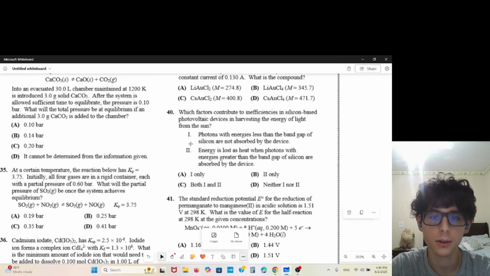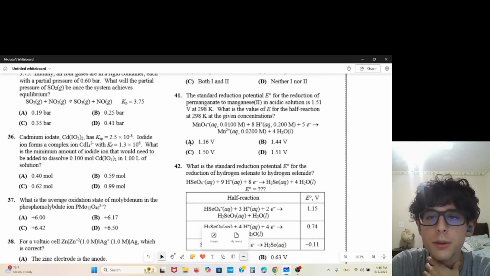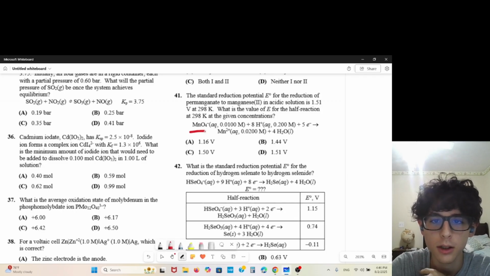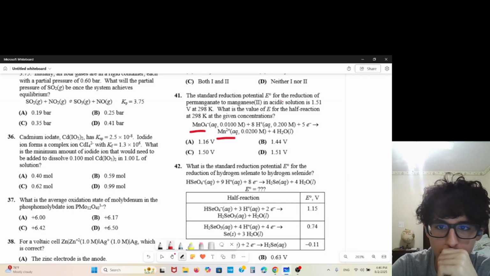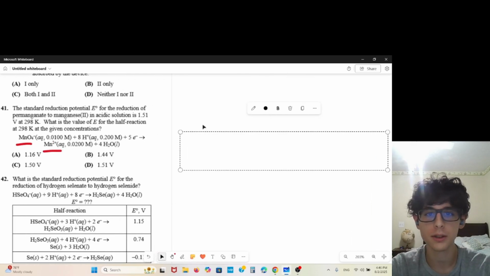Alright guys, let's continue. So 41. Okay. So standard reduction potential for reduction of permanganate to manganese. So that's this to that. Okay. So this is a simple application of the Nernst equation, right?